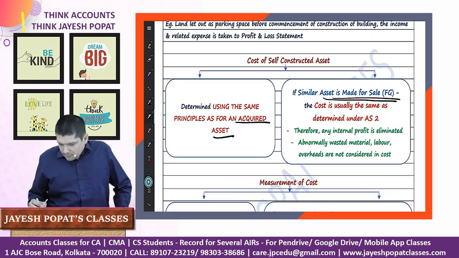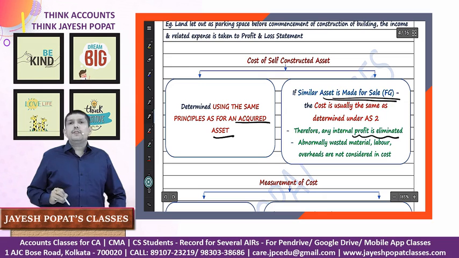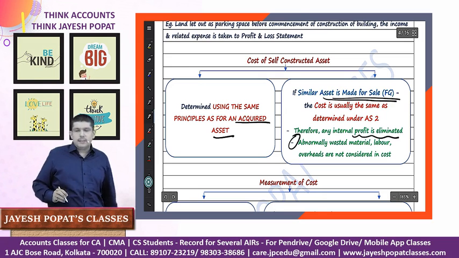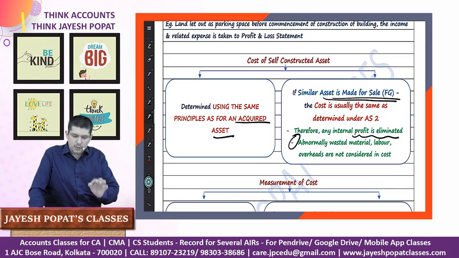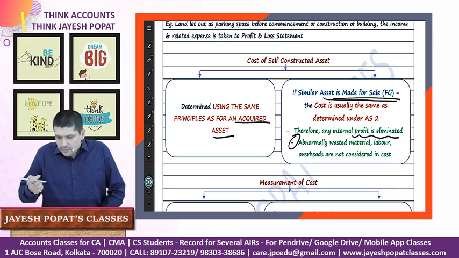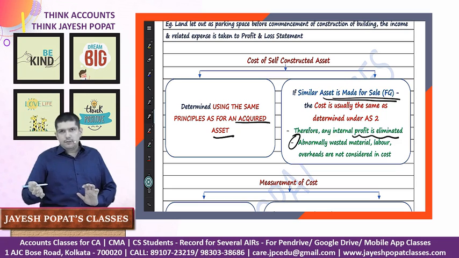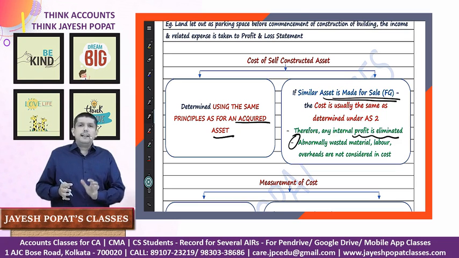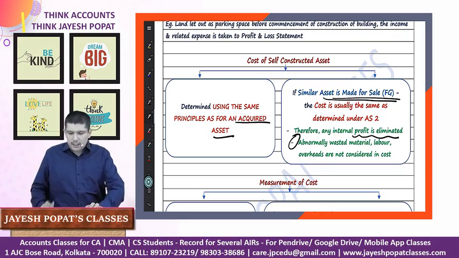And we know that we don't consider any internal profits in the cost of inventory, and any abnormal wastage of material, labor and overheads is also not considered as part of the cost of the inventory. So in case we are manufacturing the same item for sale and same item we are using for our business, the cost will be determined as per the principles of accounting standard 2.